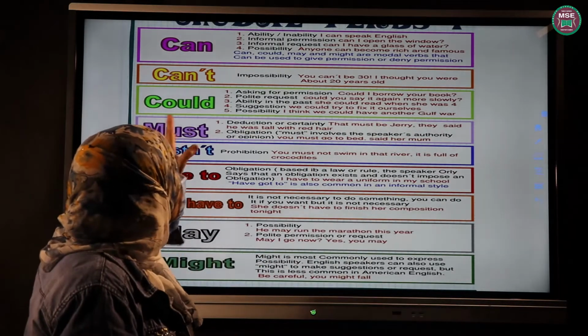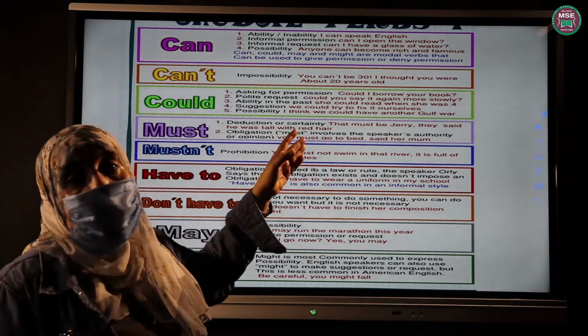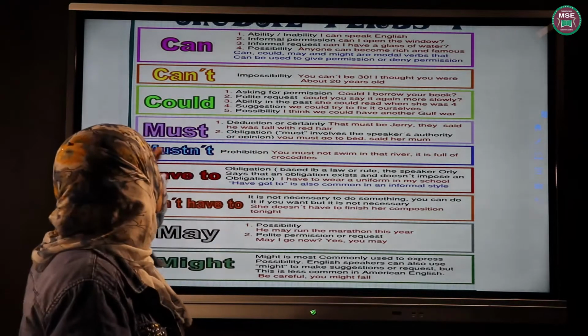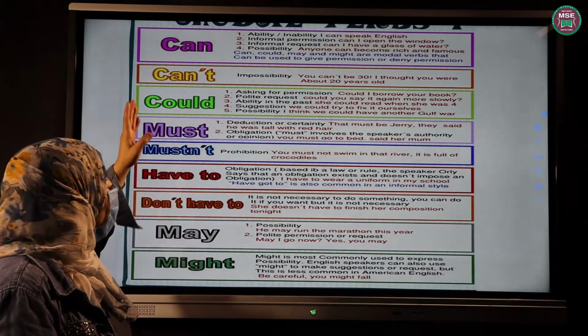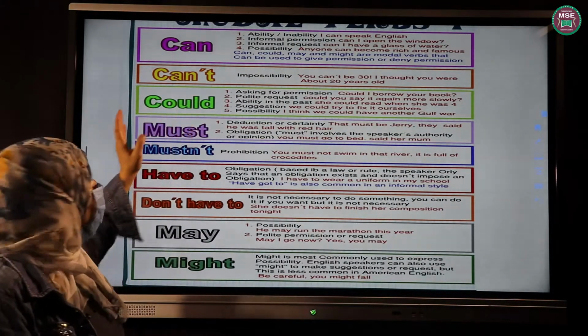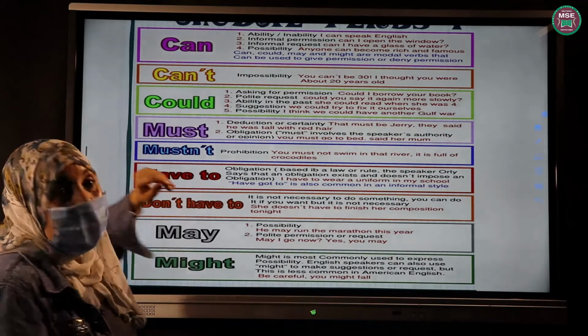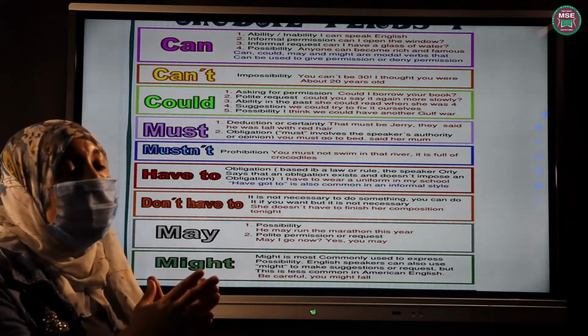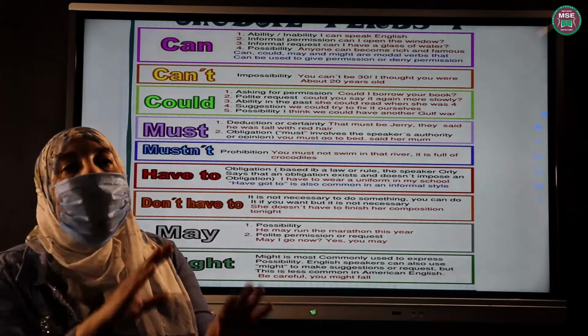Right? This is number one, can. And these are the functions of can. It can be ability, informal permission, informal request, or possibility. Look at number two, it's can't. What do you mean by can't? It's a kind of impossibility.